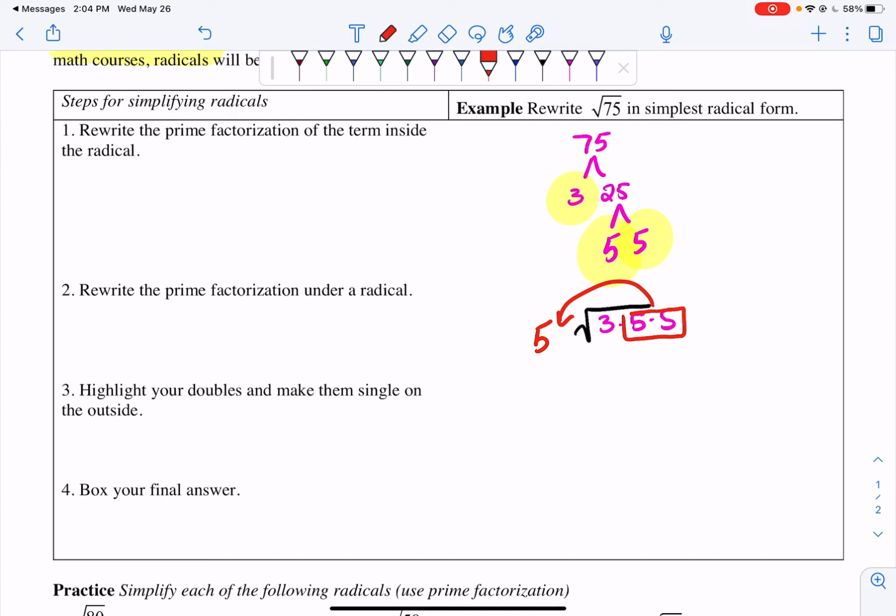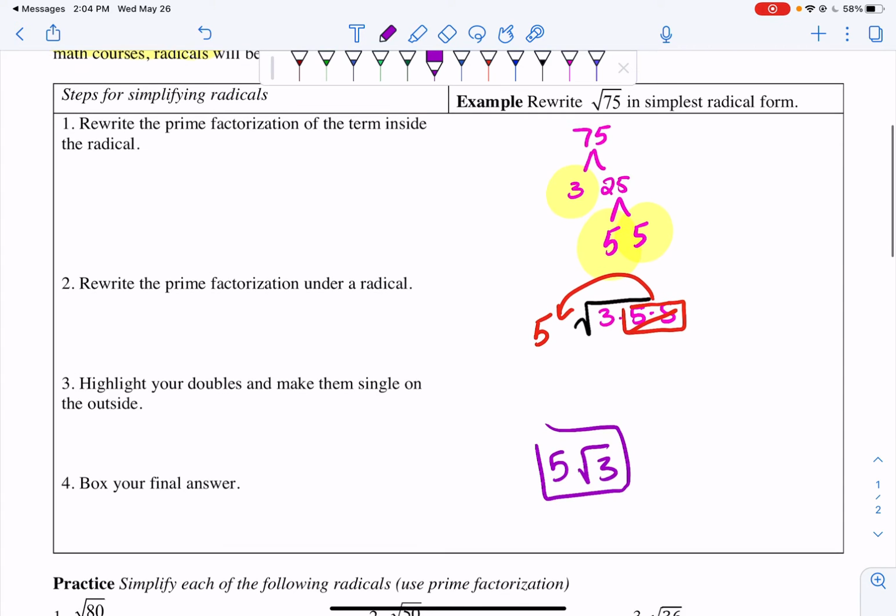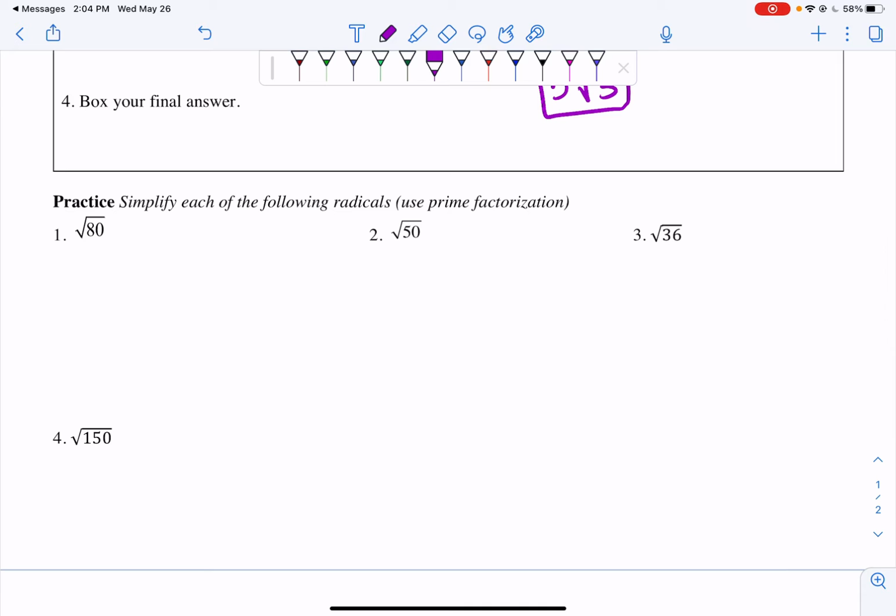But the issue is whenever I take something away from the inside, it's gone. It's no longer on the inside of my radical. It's just on the outside. So now I'm just left with a 5 radical 3. And that's my final answer. So I can say radical 75 simplifies to 5 radical 3. And that's it. Let's try a few more.